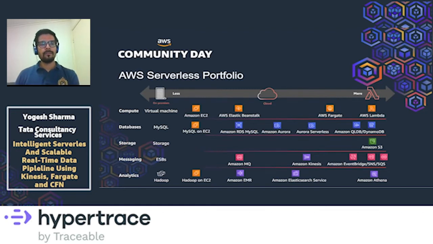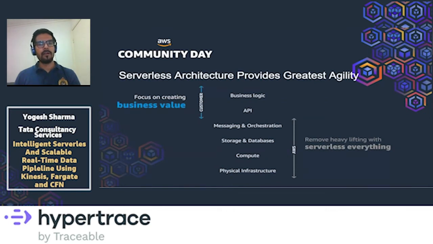Now, why is serverless so popular and so agile? Because it enables developers, customers, and builders to focus only on the business logic and API, and all the heavy lifting, like compute, physical infrastructure, storage, database, message orchestration, queuing, and buffering, will be taken care of by AWS. The business just needs to worry about the logic that they're going to write in almost any language.